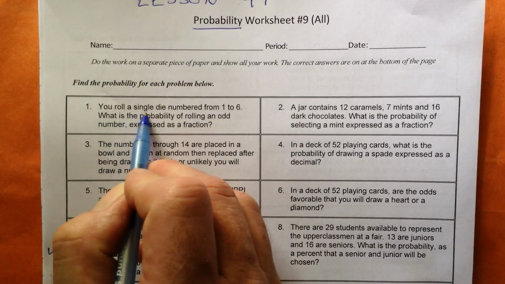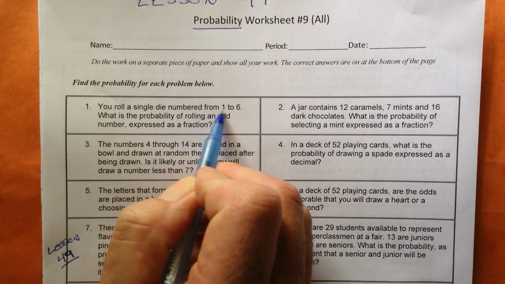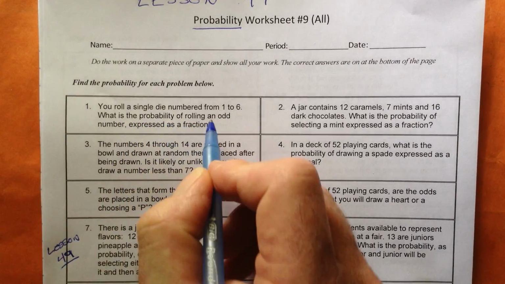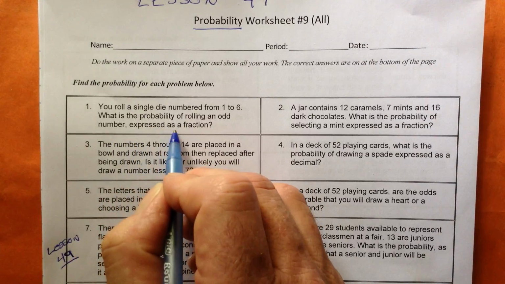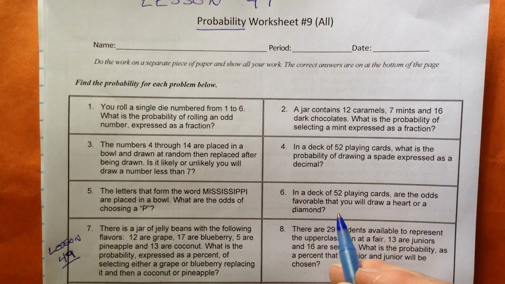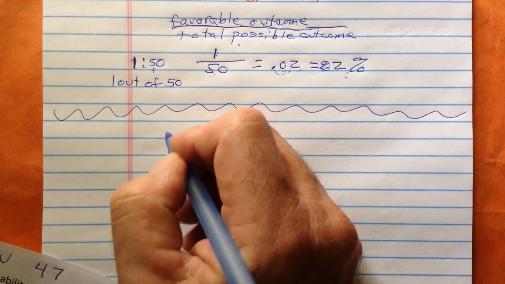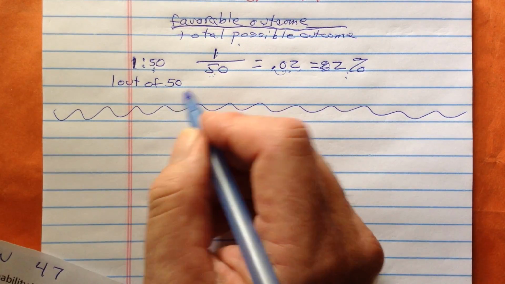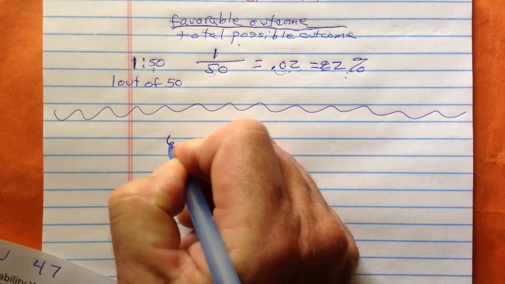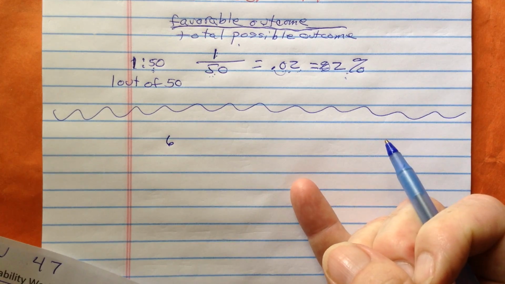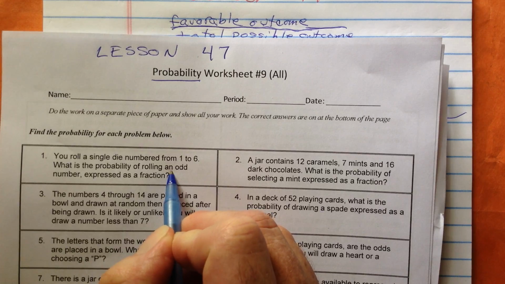It says you roll a single die numbered from 1 to 6. What is the probability of rolling an odd number, expressed as a fraction? I need more room here. If I've got a 6-sided cube, there are 6 possibilities: 1, 2, 3, 4, 5, or 6 can come up. And I'm looking for an odd number.